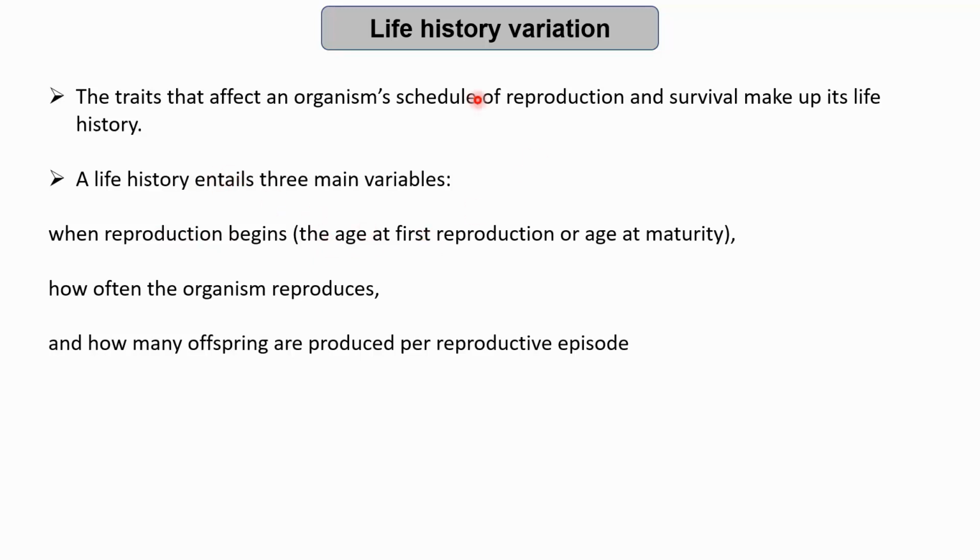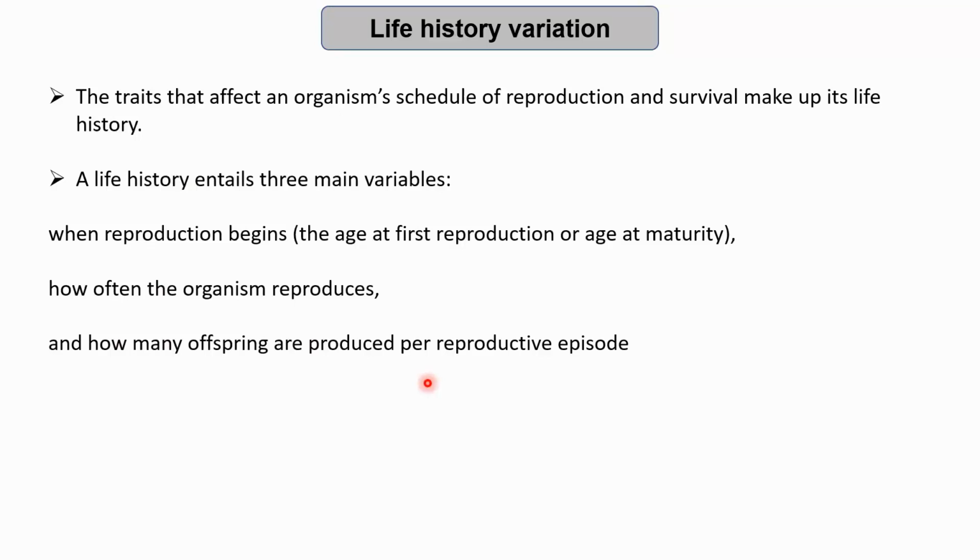So the life history is dependent on three variables. The first one is the maturity age. Second is how often the organism reproduces. And the third one is how many offspring are produced per reproductive episode. So these are the three different variables that define a life history.